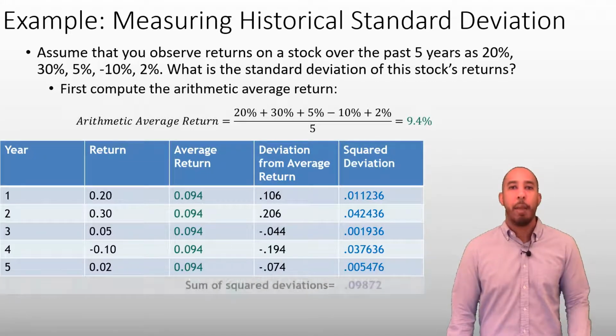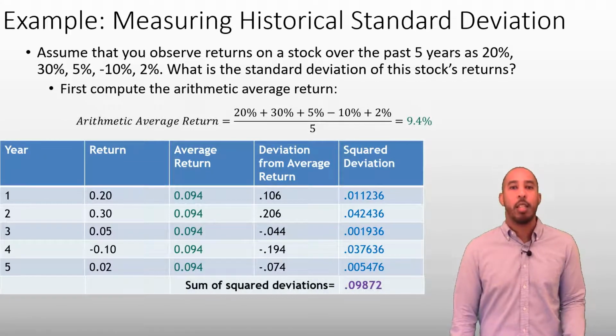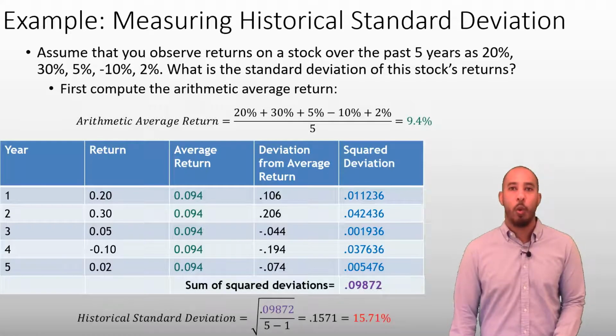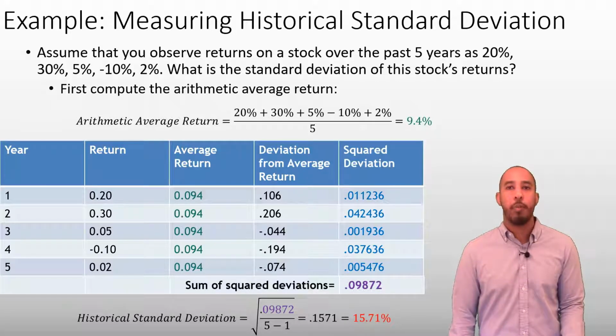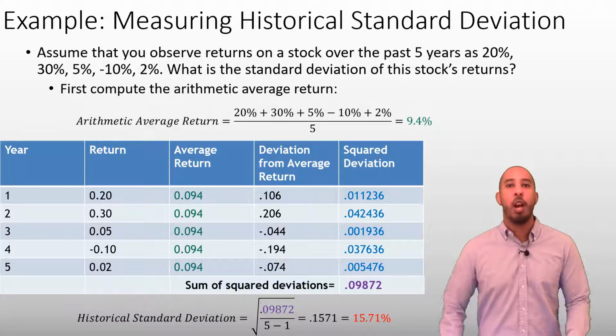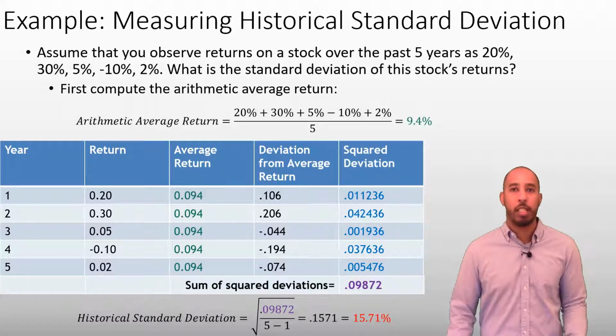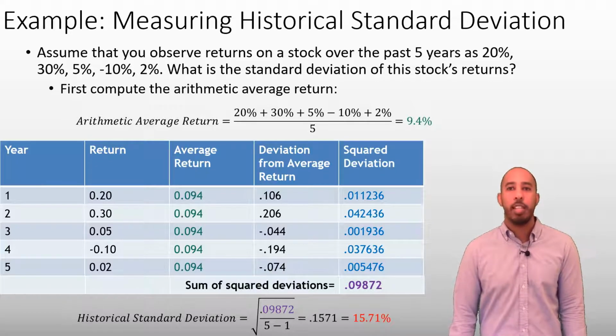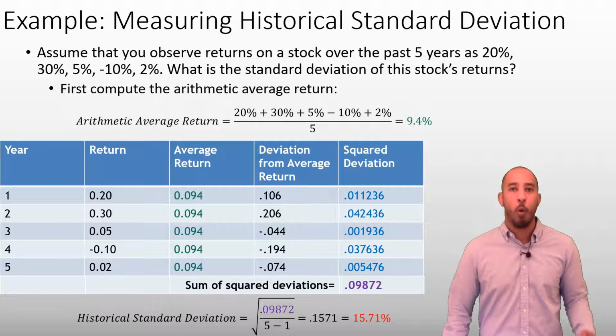Next, we'll need to add up all those squared deviations, and finally apply the formula, where we have the square root of the sum of squared deviations divided by the number of observations n minus 1. And we get 15.7%. This means, on average, the returns we observed are 15.7% away from the average, or what's expected. A bigger standard deviation represents more risk or more uncertainty.